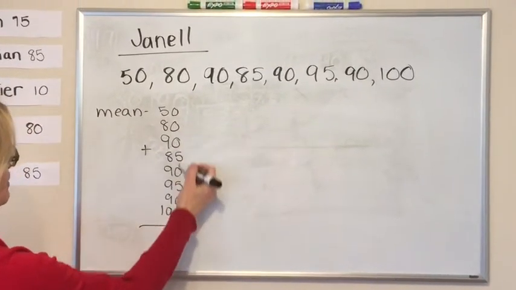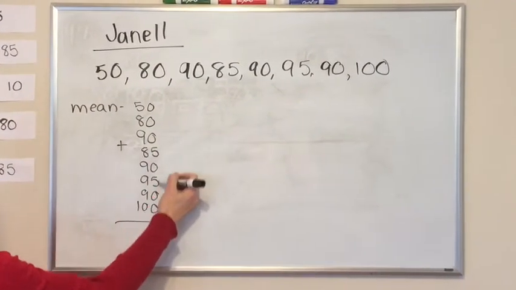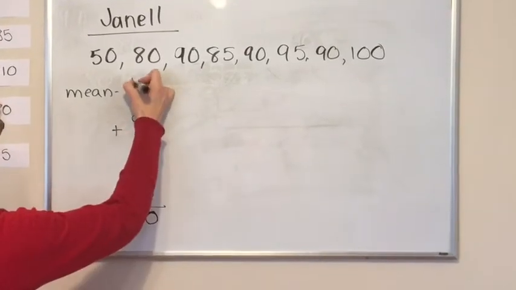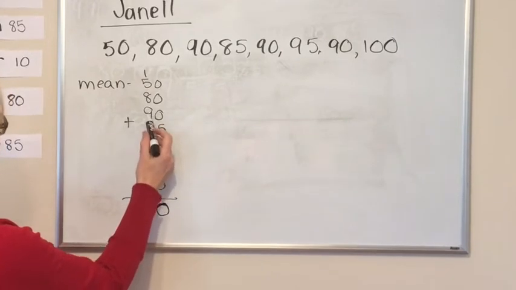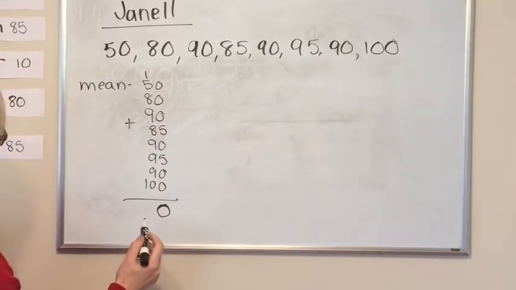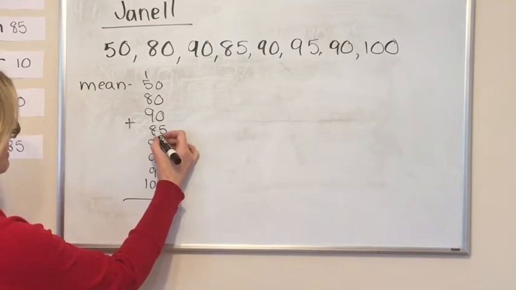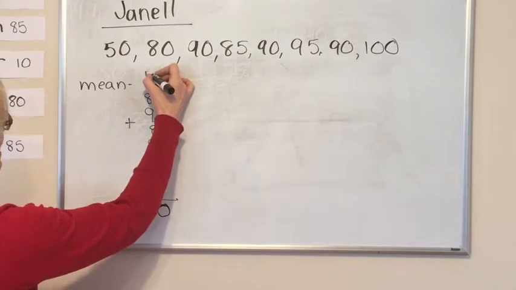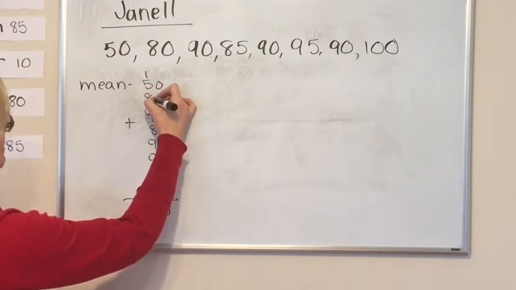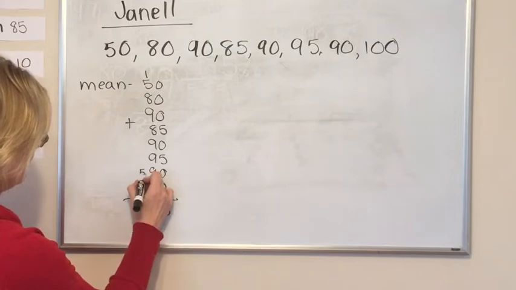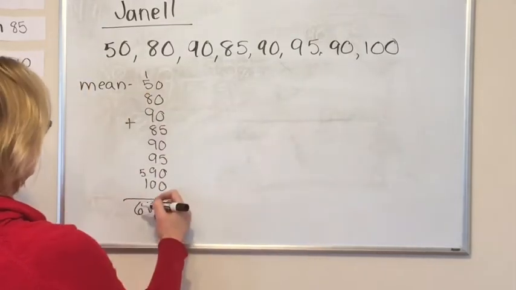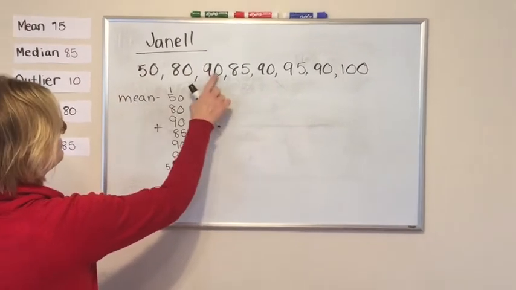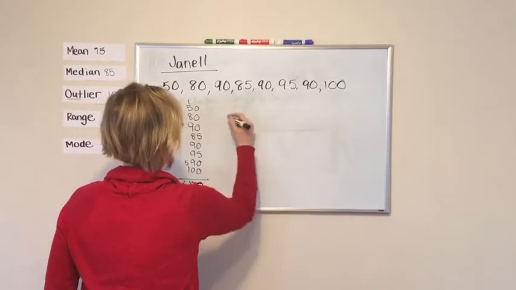So if I take a look, remember I do the one side first. I have 5, 10, put my 0. 1, 2, 3, 4. 4 times 9 is 36. 36 plus 8 is 44. Plus 1 is 45. 50, 58, 680. So then I would take 680, and since there are 1, 2, 3, 4, 5, 6, 7, 8, I'm now going to take my answer, divide it by 8.